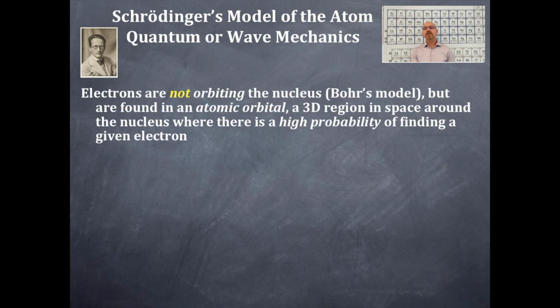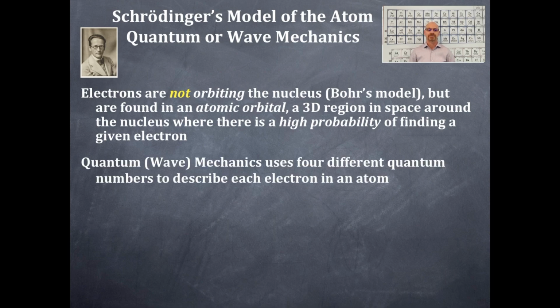Electrons are not orbiting the nucleus as in Bohr's model, like the planets do the sun. That does not happen. But the electrons are found in an atomic orbital, that is a three-dimensional region around the nucleus where there is a high probability of finding the electron. If there's a 0% probability, then that electron has been removed and you have an ion.